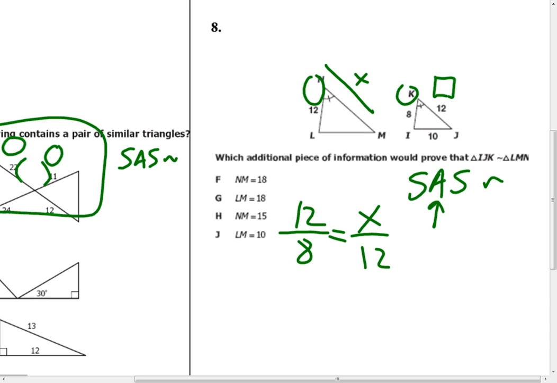If I do that, that is 144 divided by 18. That is 18. And the name of that side is NN. That's it.